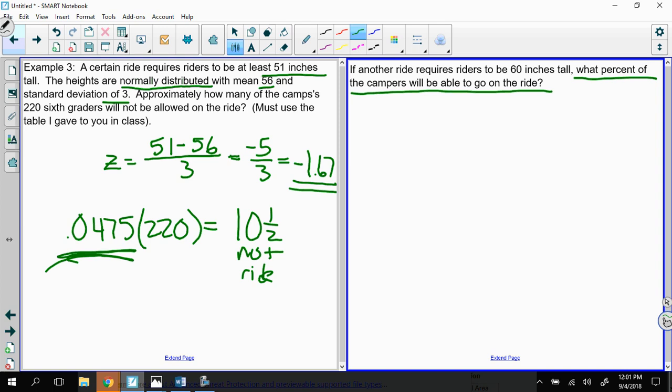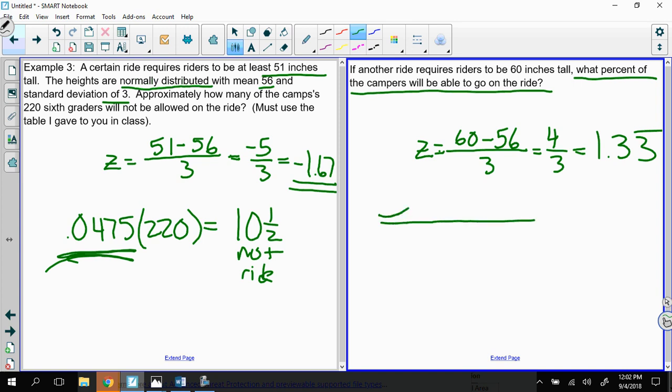So we're looking at this chart again. We're finding the z-score. 60 was our value. Our average is 56. Our standard deviation is 3. We know that this is 4/3 or 1.33 repeating z-score wise. So the students that can ride, here's our average, was 56. And kids have to be at least 60 inches tall, which is 1.33 standard deviations away from that 56. The ones that can ride are the ones up here. Our table gives us the rest of it.